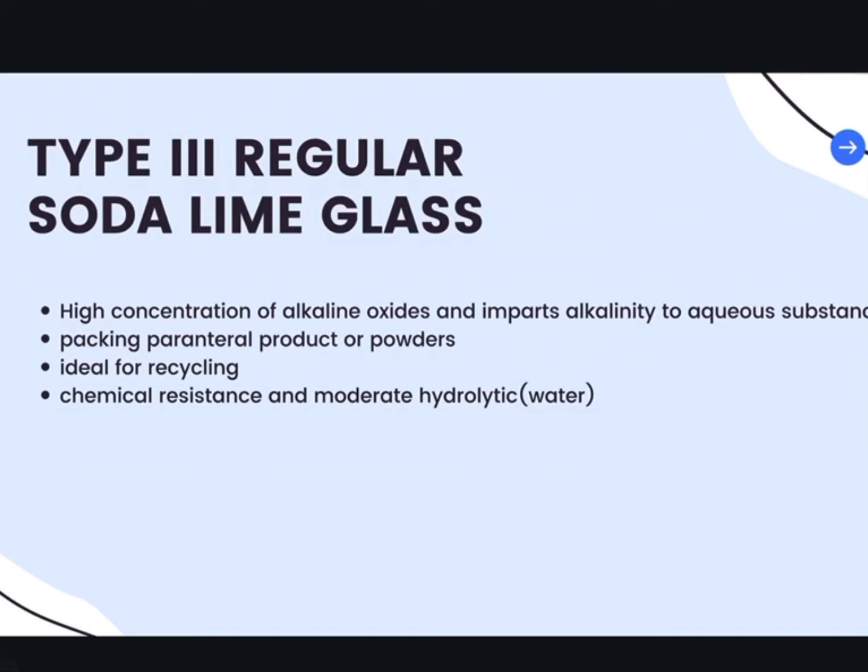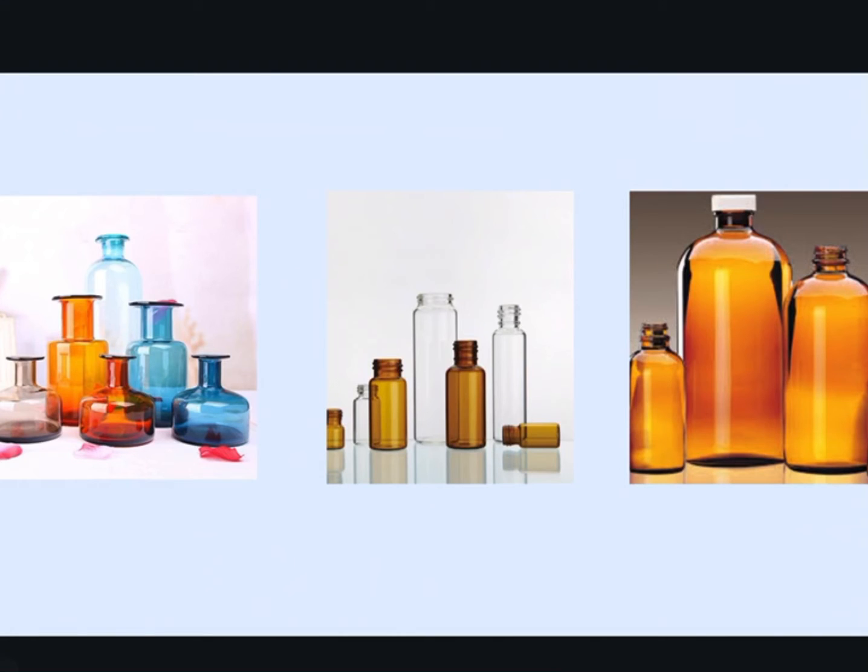And then we're gonna go to type 3, regular soda lime glass. Regular soda lime glass has high concentration of alkaline oxide and imparts alkalinity to aqueous substances. Packaging parenteral product or powders, ideal for recycling. It is chemical resistant and moderate hydrolytic water. So this is some example of type 3 glass. It is similar to type 2 glass because type 2 glass is just modification from type 3 glass.